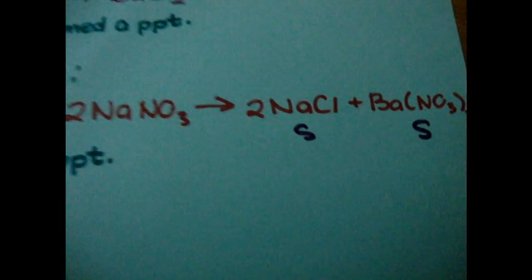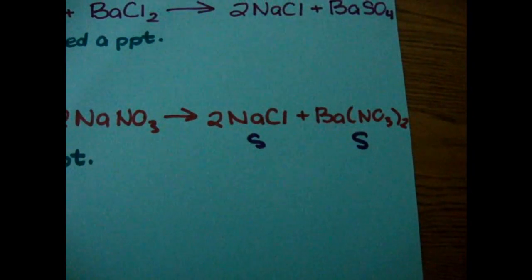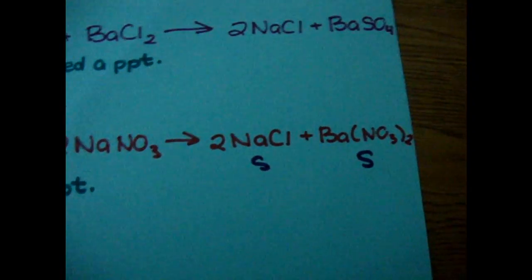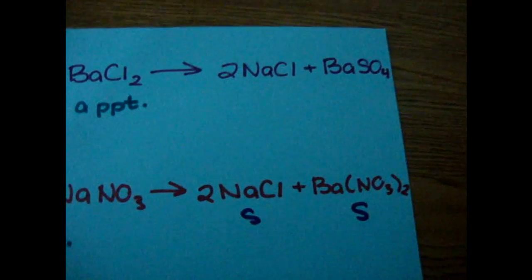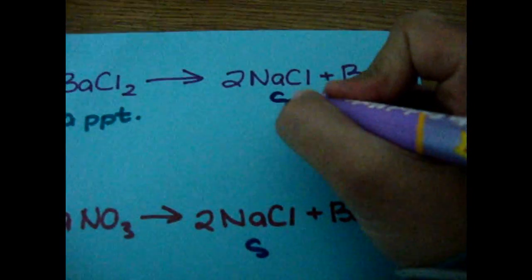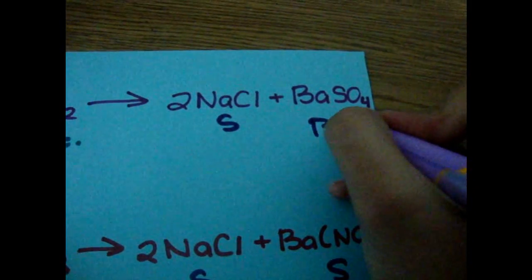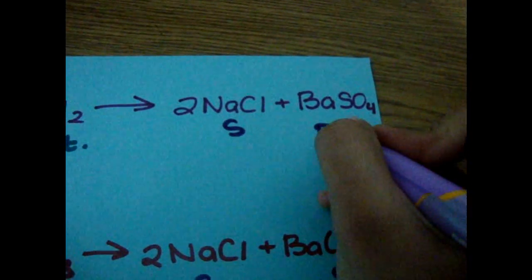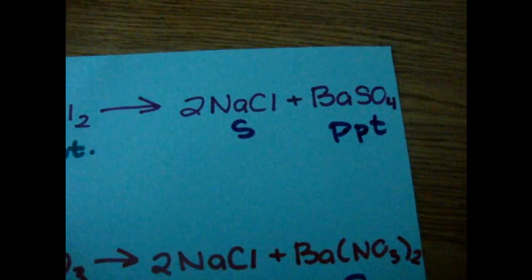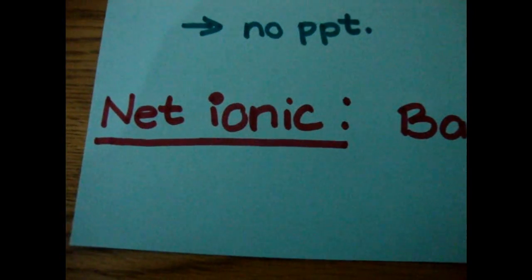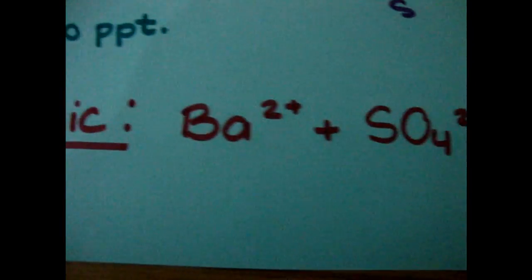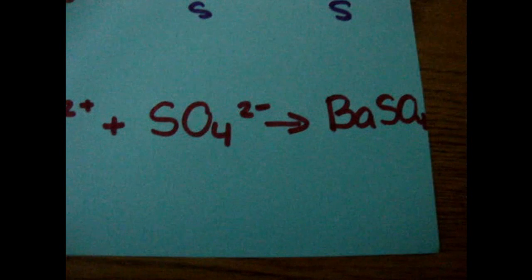So we know that sodium chloride and barium nitrate are soluble, and if you look at the top reaction, there's also a sodium chloride, so we know that that's soluble, leaving barium sulfate as the precipitate, and that is our second distinct precipitate. And the net ionic equation is barium ion and sulfate ion yield barium sulfate.